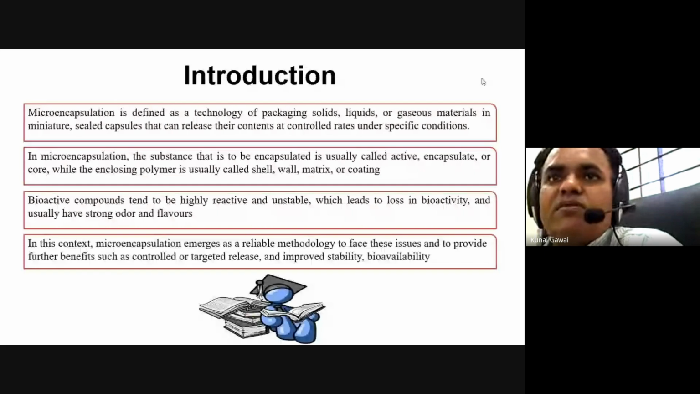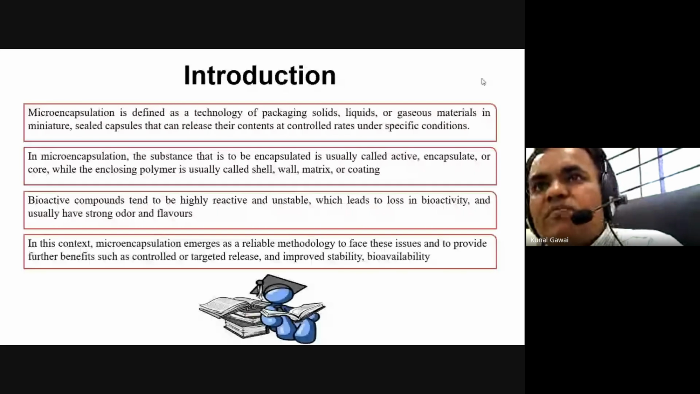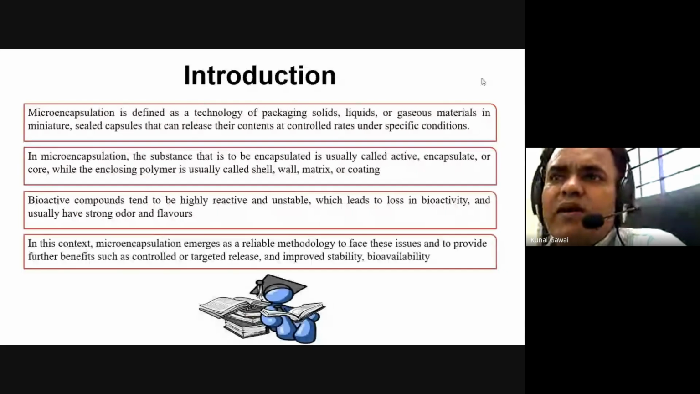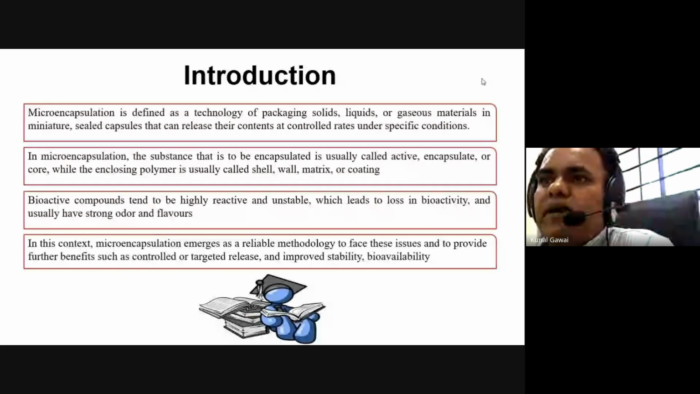Here the substance that is to be encapsulated is usually called the active, encapsulate or core, and the substance which is enclosing that substance, maybe in the form of a polymer, is usually called the shell, wall, matrix or coating material. Mostly these bioactive compounds are highly reactive and unstable, and there are chances of loss of reactivity, or their concentration will be lower during storage or during different processing which we perform with the different products. So there are chances of loss in bioactivity or availability.